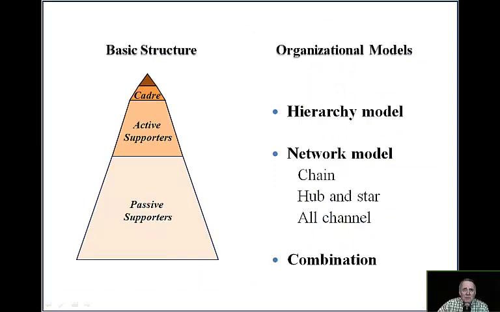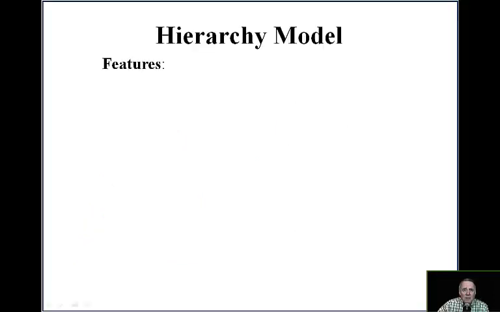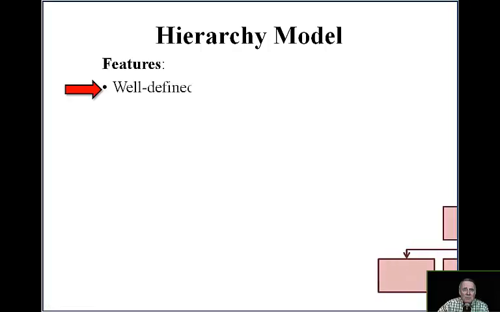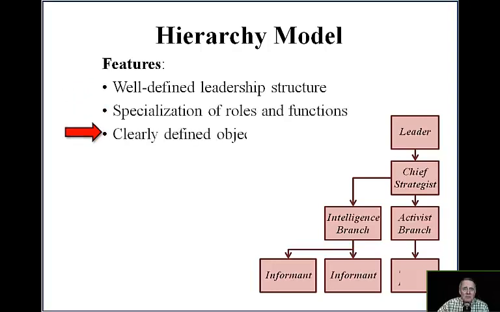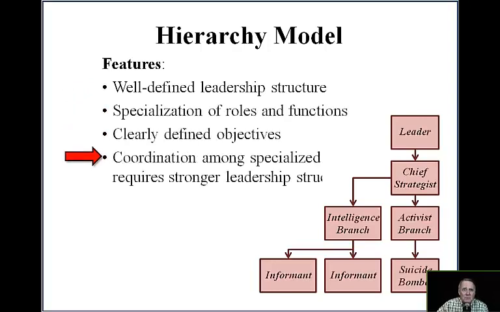The basic structure morphs into any number of different organizational models, including the hierarchical model, the network model with subdivisions of chain, hub, and star, and all-channel and combination. The features of the first model, the hierarchical model, include a well-defined leadership structure, specialization of roles and functions, clearly defined objectives, and coordination among specialized cells requiring stronger leadership structure.